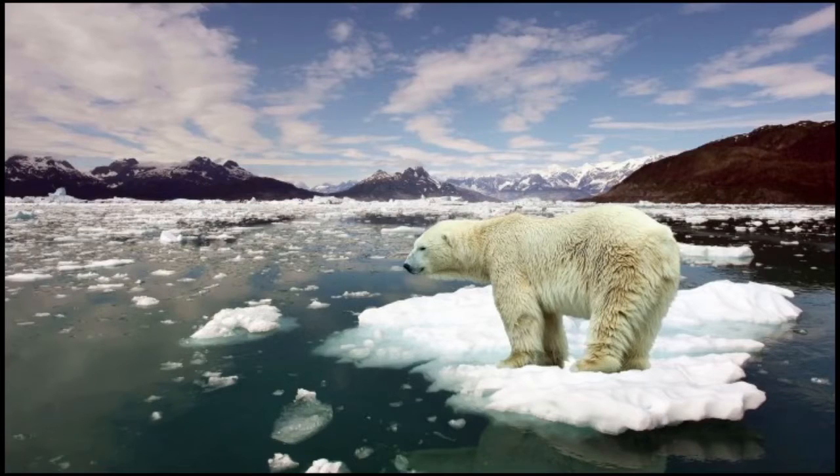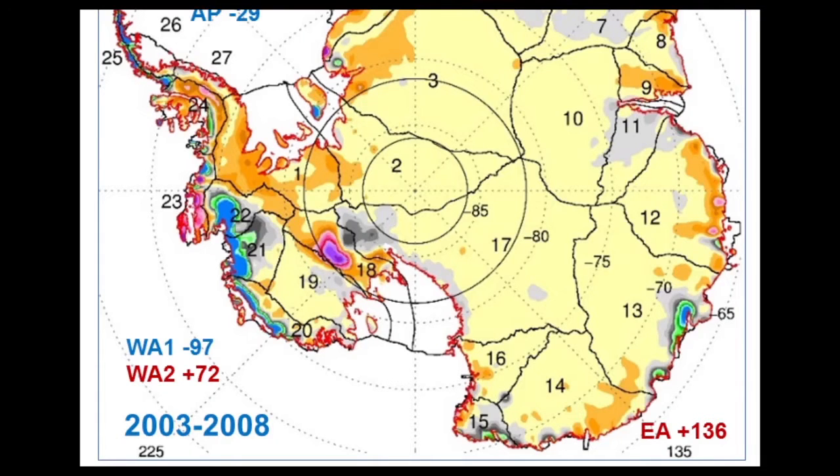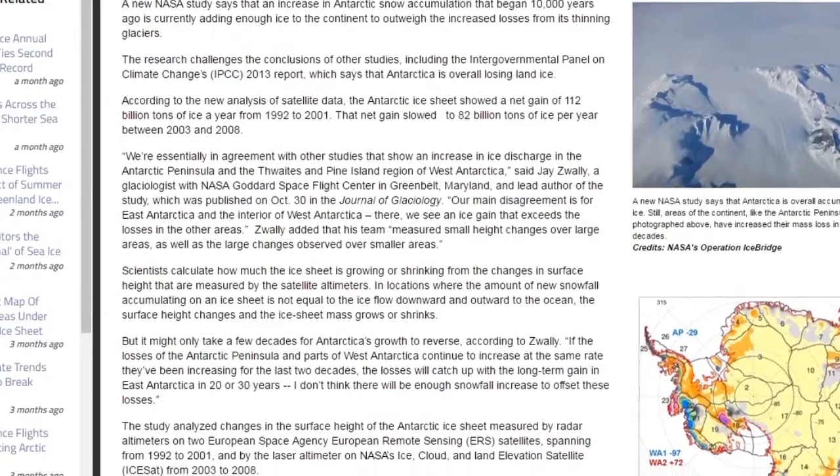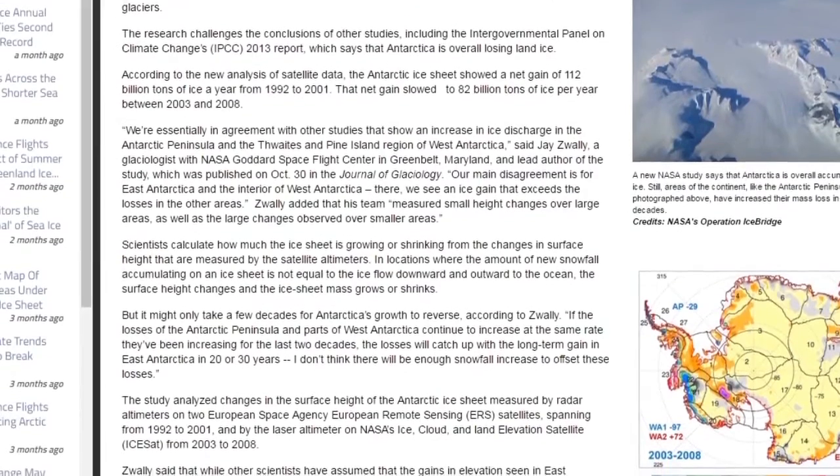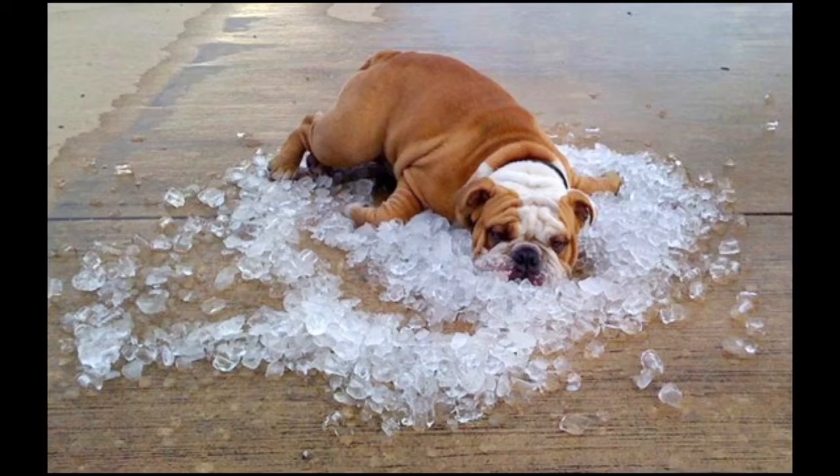An argument that's used a lot for global warming believers is that the ice is melting in Antarctica. But actually, as it turns out, NASA has reported that the ice sheets have actually increased instead of decreased over the past few years. Antarctica gained 112 billion tons of ice from the year 1992 to 2001. And Antarctica isn't even contributing to sea level rise. So then why is it getting so hot?